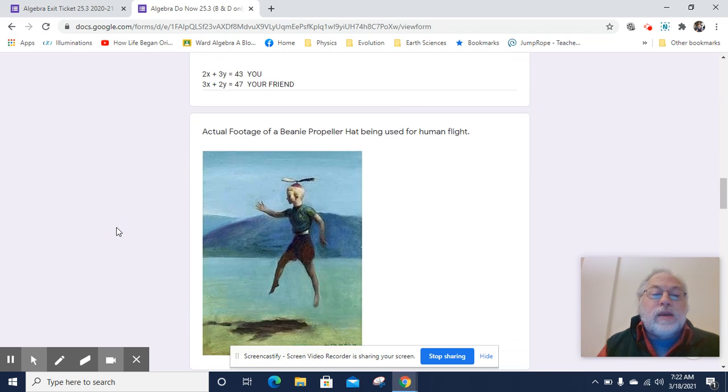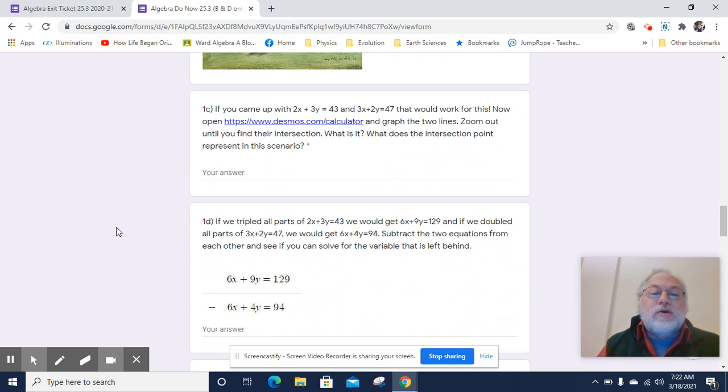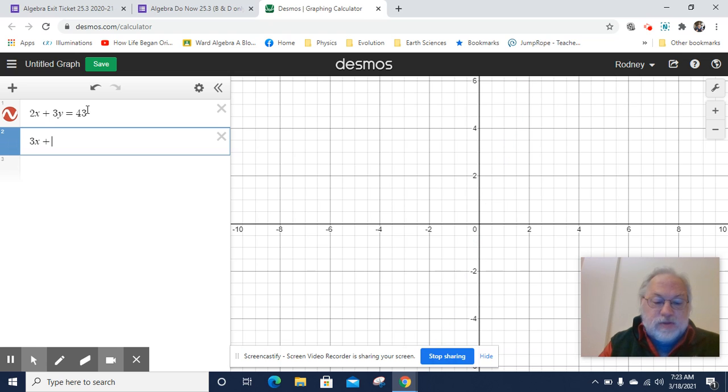Oh, and here's actual footage of a propeller beanie being used for human flight. Cool. All right, so if you came up with those 2 equations, that works quite well. 2x plus 3y equals 43, and that's you, and 3x plus 2y equals 47. That's your friend. And let's go to Desmos. So 2x plus 3y equals 43, and 3x plus 2y equals 47. And let's see what that gets us.